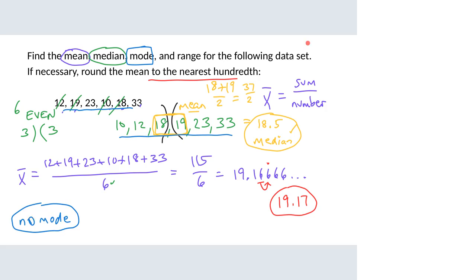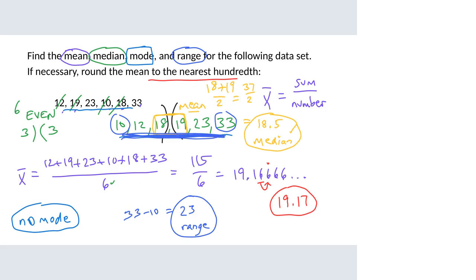And then finally, we were asked to find the range. The range is just the highest minus the lowest. So here, that's this 33 minus this 10, which is 23, and that's our range. So for mode, range, and median, it's helpful, if not even totally necessary, to write these from least to greatest. For the mean, we don't really have to. We can just add them up and divide by how many there are.